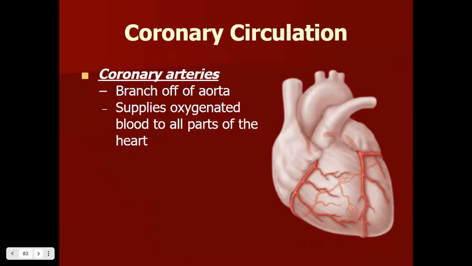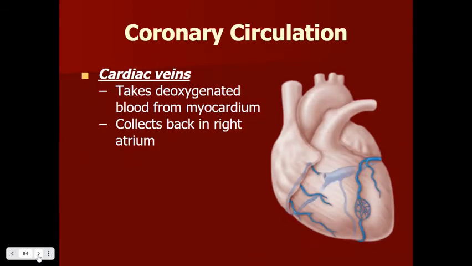So coronary arteries branch off of the aorta and supply oxygenated blood to all parts of the heart. Cardiac veins are what takes deoxygenated blood from the myocardium and it collects back in the right atrium.